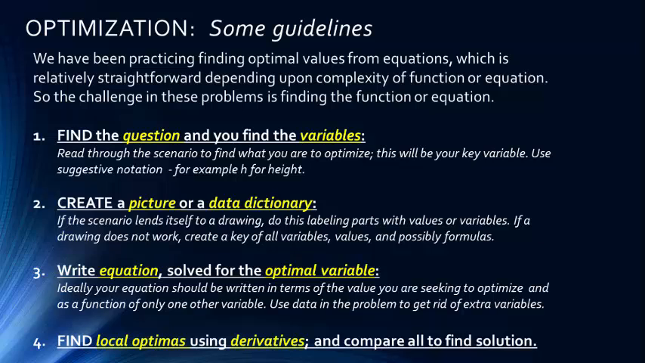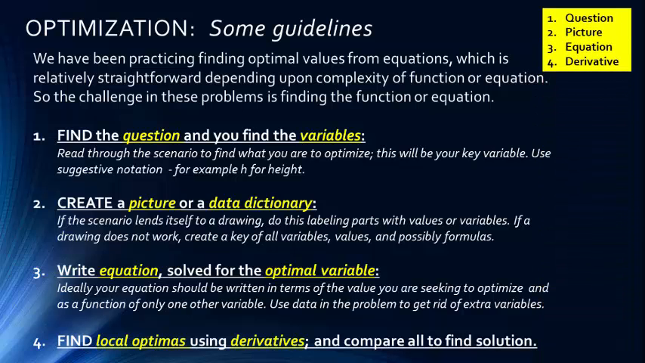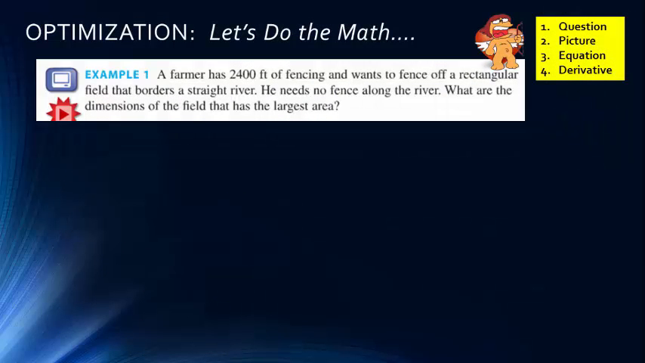And then find your local. Once you've got the equation written, solved for the optimal variable, all you have to do is use your derivatives, your first derivative, to find the maximum or minimum, or to find the extrema. Okay. So here's a little anagram that I've made. Cupid. Question, picture, equation, derivative. Cupid. Question, picture, equation, derivative. This is kind of the steps or what you might want to go through.